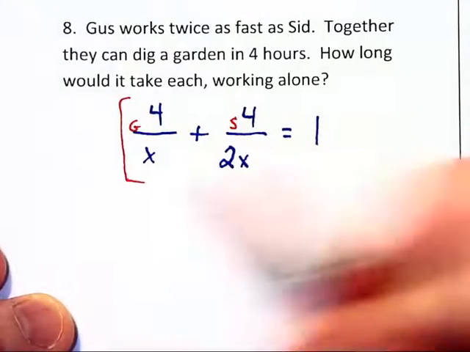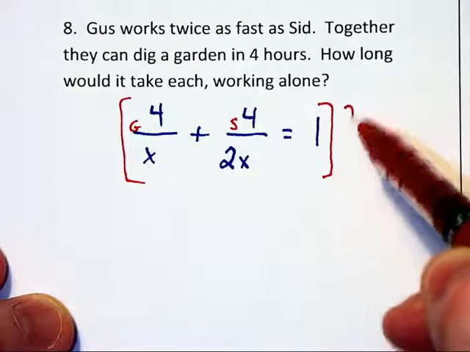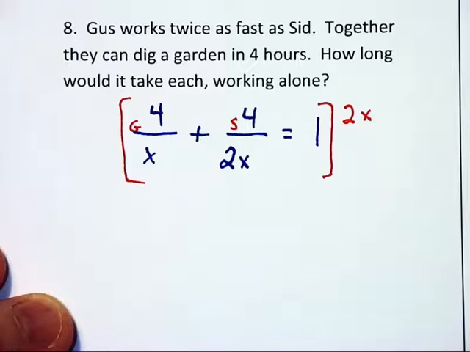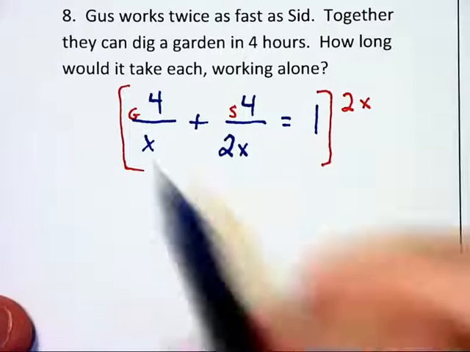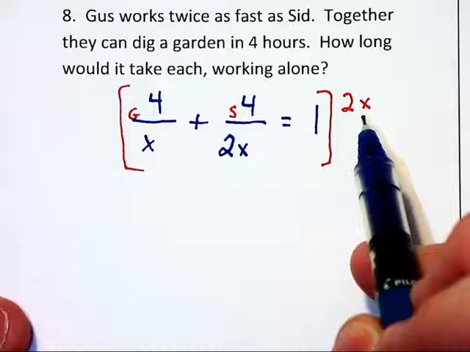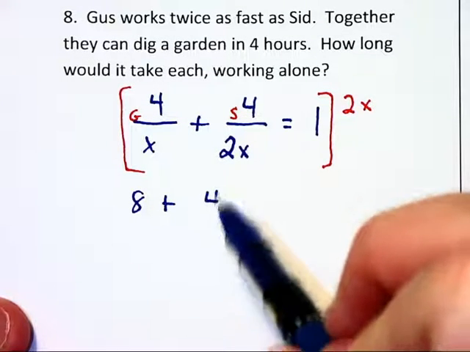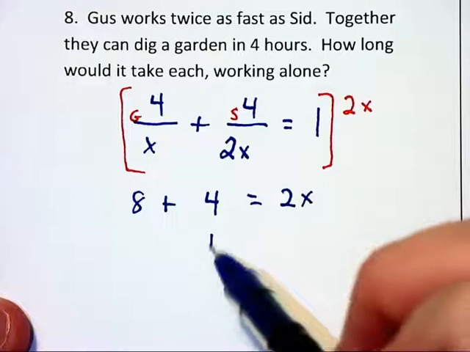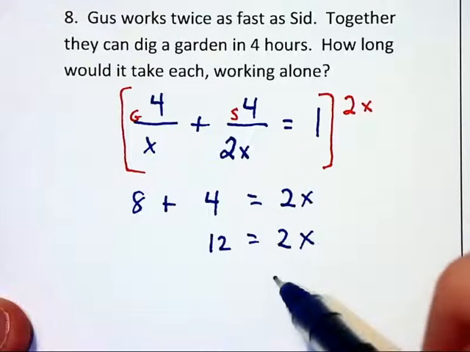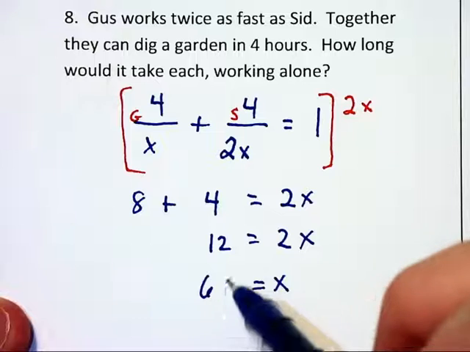So here we go. Let's multiply through by the least common denominator of 2x, and doing this we will have the x canceling in the first fraction, so 2 times 4 is 8, plus 4 equals 2x, 12 equals 2x, and x is equal to 6 hours.